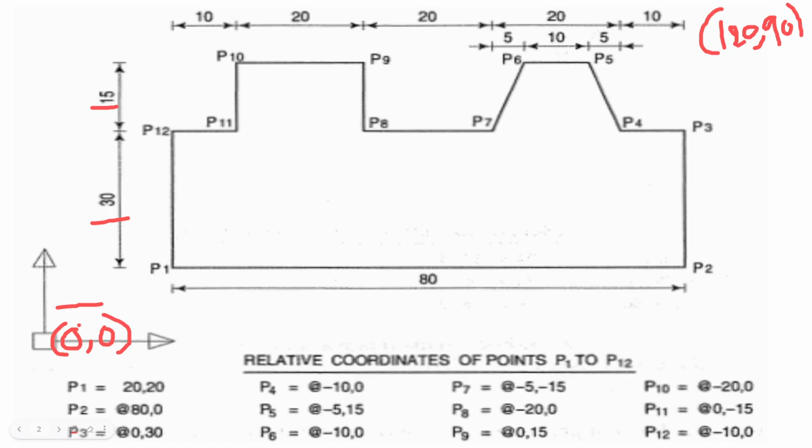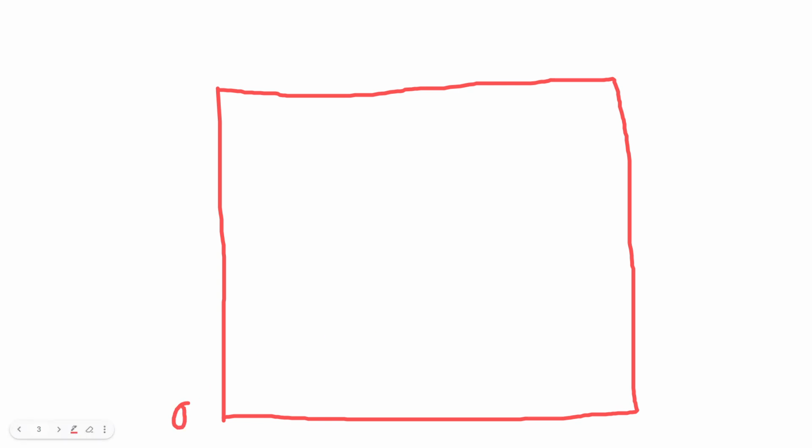If I see along the x-axis, it is 20 plus 80. It is 100. I will be considering some 20 extra distance. For that reason, I will be considering 120 along the x-axis. So I will be constructing a rectangle with 0 comma 0 as the lower left corner and 120 comma 90 as the upper right corner. With these values we construct a rectangle.